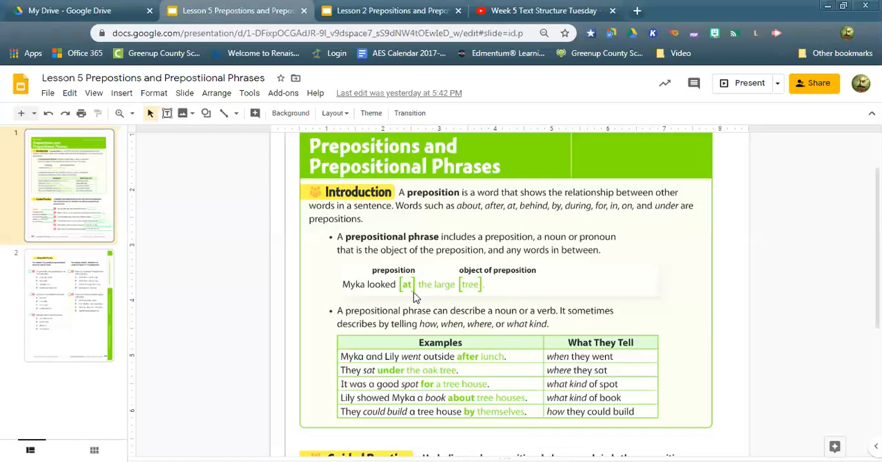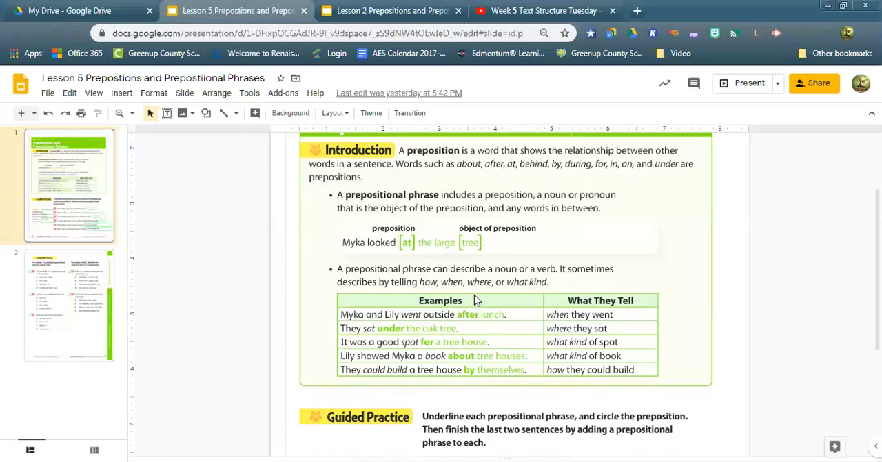Okay? So what it is telling us is what she's looking at. Micah's looking. Looked is our verb, right? She's looking at something. What is she looking at? She's looking at tree, at the tree, okay? So at and tree are showing a relationship between each other because it's telling you what she's looking at, okay?